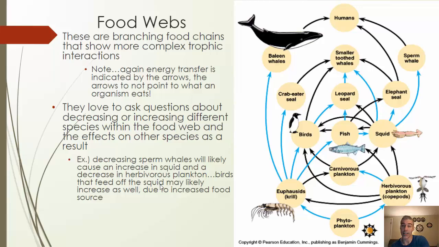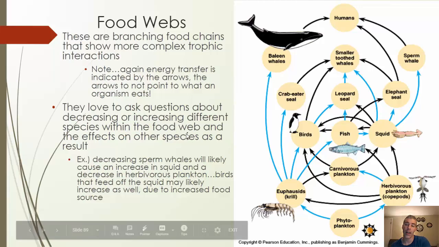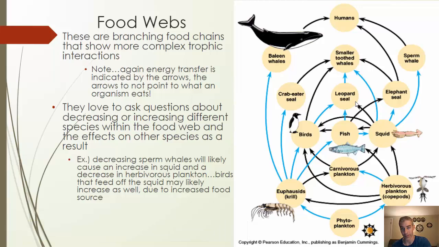What they usually like to ask on the AP exam related to this is, what if I decrease the number of leopard seals due to overhunting for their blubber or something? And what's the effect going to be there? Well, you'd expect the things that eat the leopard seal to struggle because they don't have a food source, right? So let's say these smaller toothed whales eat leopard seals. If the leopard seals die, we'd expect the smaller toothed whales to decrease in population size because they don't have as much food to eat.